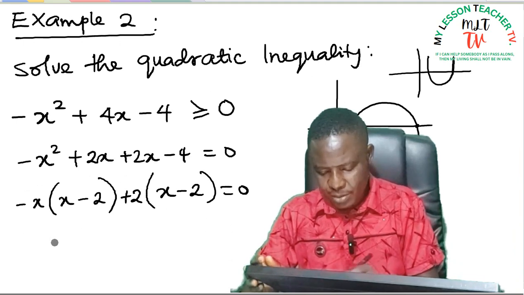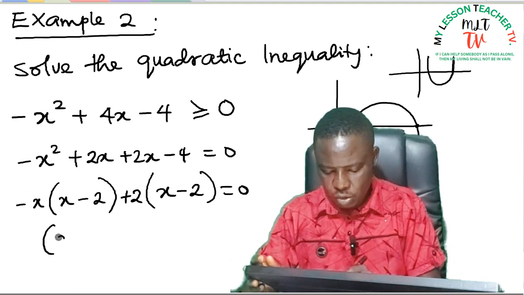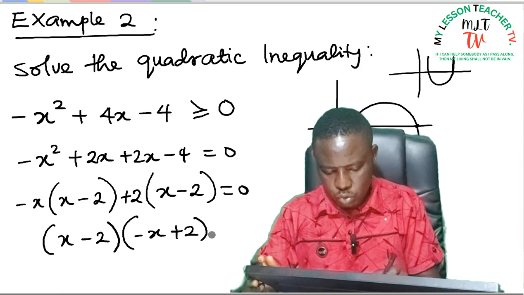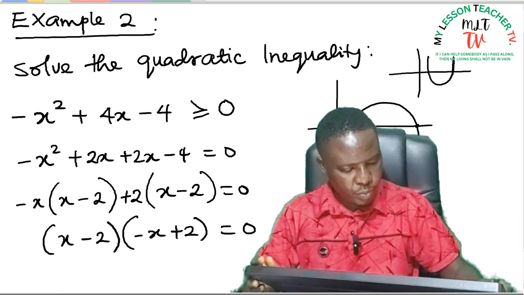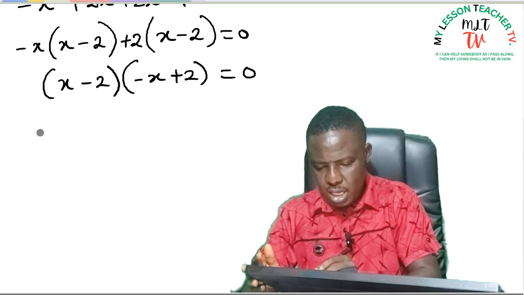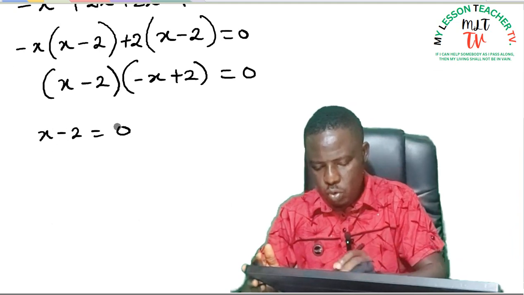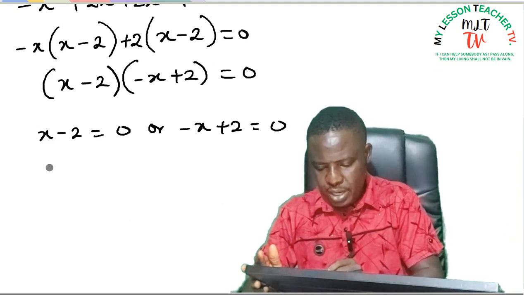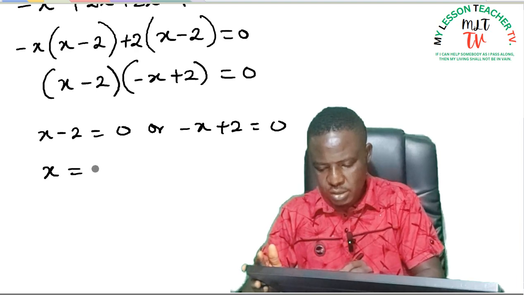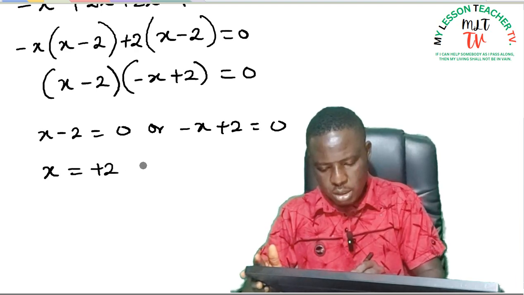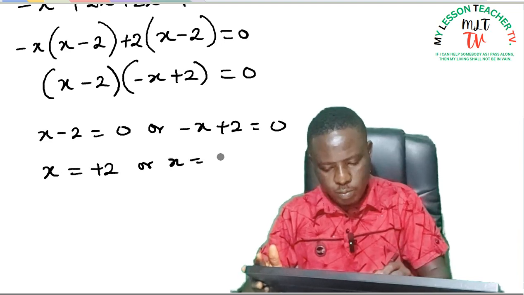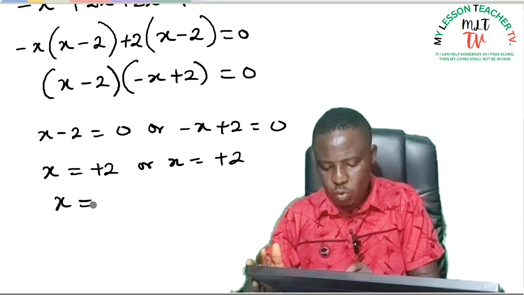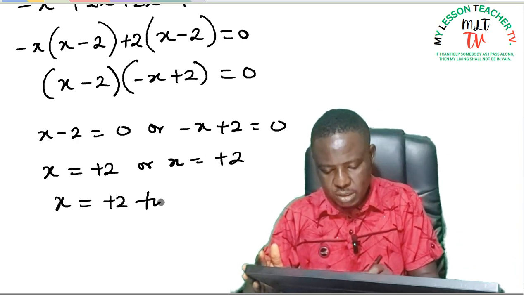So since what we have in the bracket is common, we'll factorize it again. This gives us x minus 2 into bracket minus x plus 2 is equal to 0. So it therefore means that x minus 2 is equal to 0, or minus x plus 2 is equal to 0. And when you make x the subject of the formula in both cases, you have x is equal to plus 2 and x is equal to plus 2. So we have x is equal to positive 2 twice.